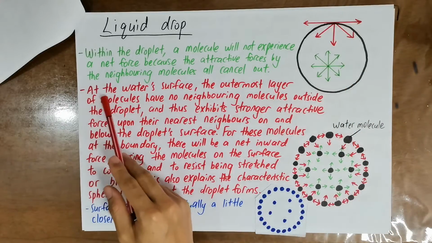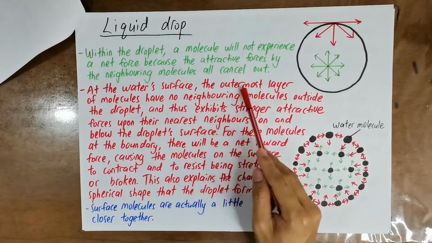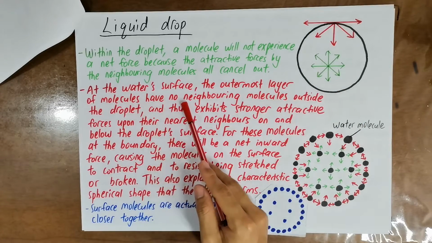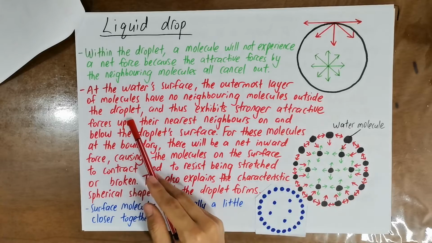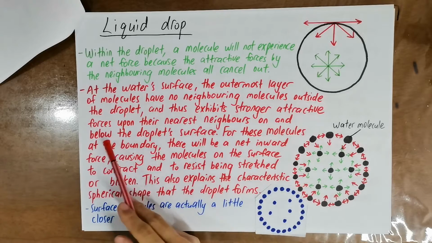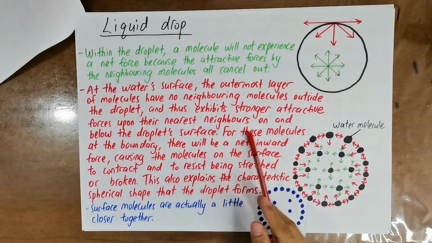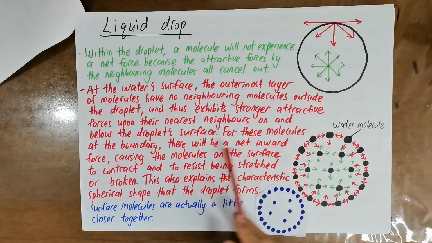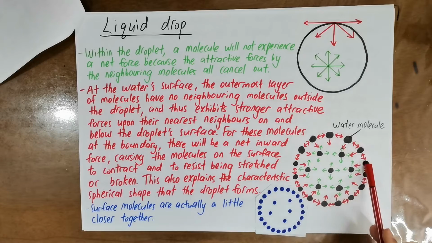Okay, at the water surface, the outermost layer of molecules has no neighboring molecules outside the droplet, and thus exhibits stronger attractive forces upon their nearest neighbors on and below the droplet surface. So for these molecules at the boundary, there will be a net inward force causing the molecules on the surface to contract and to resist being stretched or broken, and this also explains the characteristic spherical shape that the droplet forms.